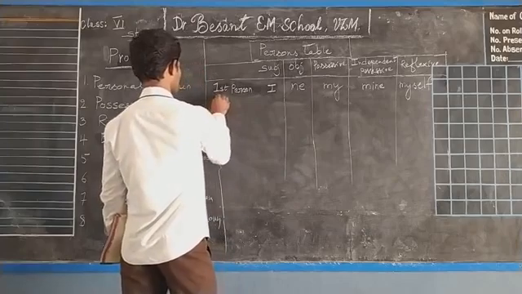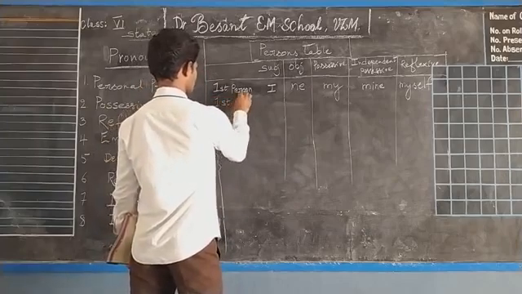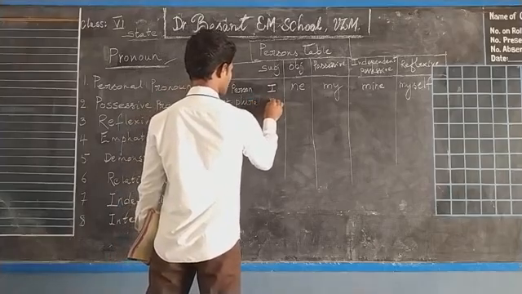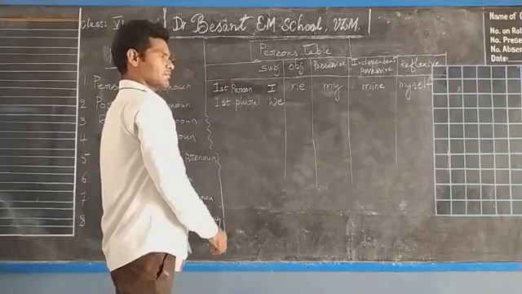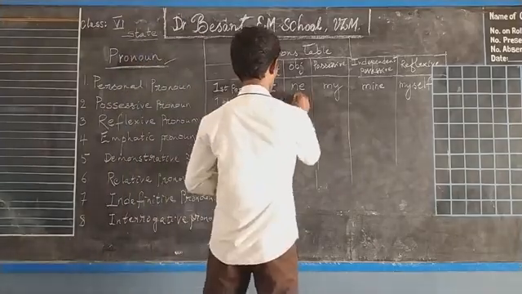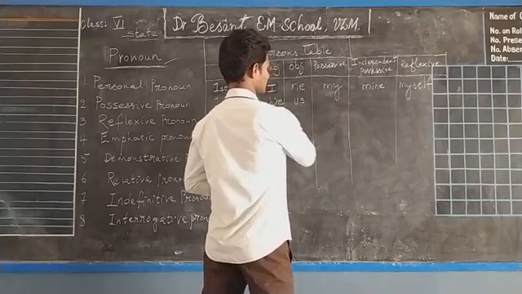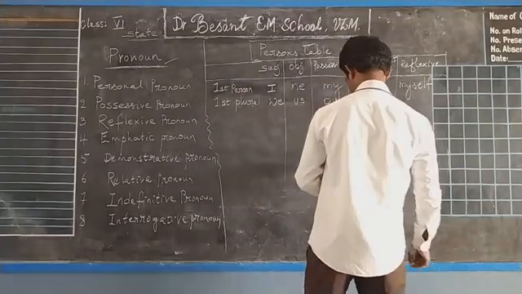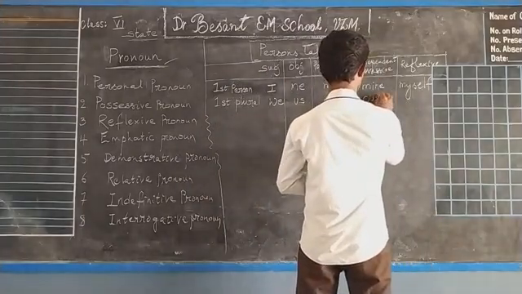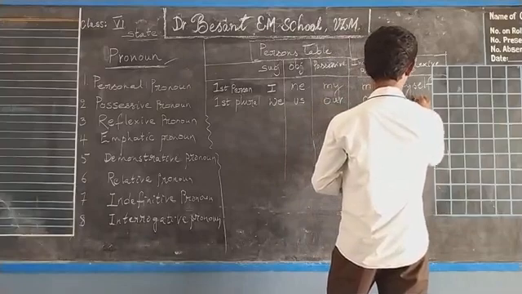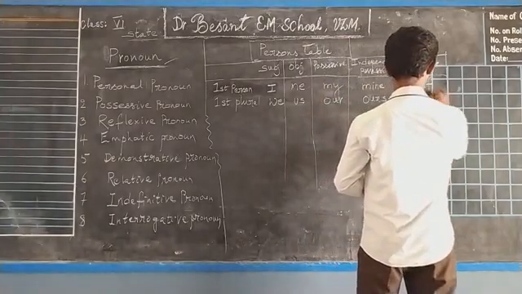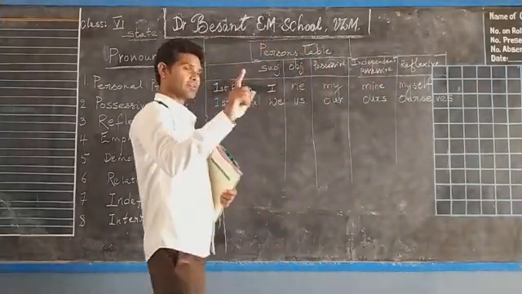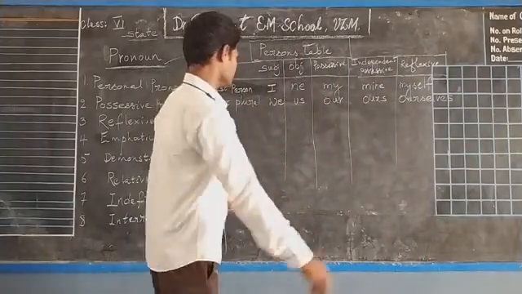Now the first person plural. I is the first person singular, we is the first person plural. We, objective case is us. This is our. This is ours. Ourselves, plural form.